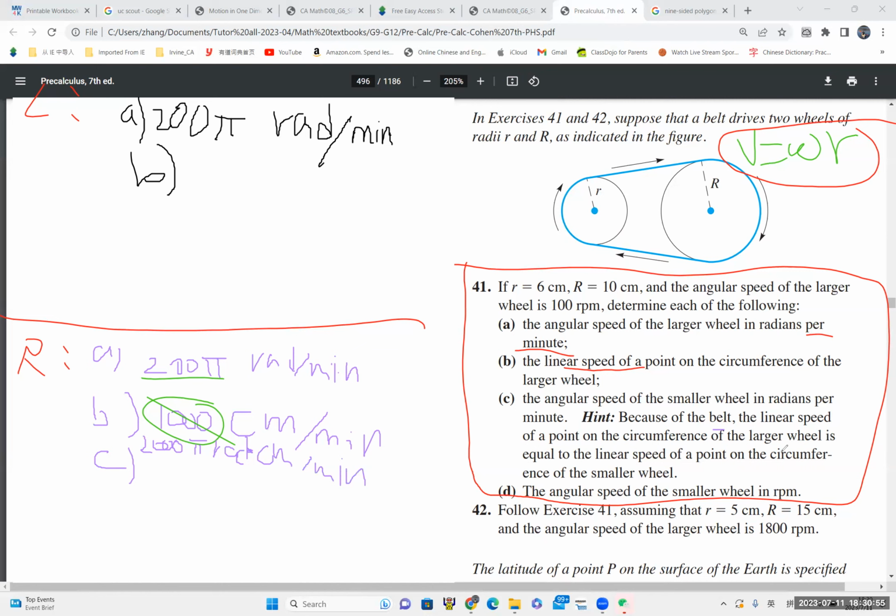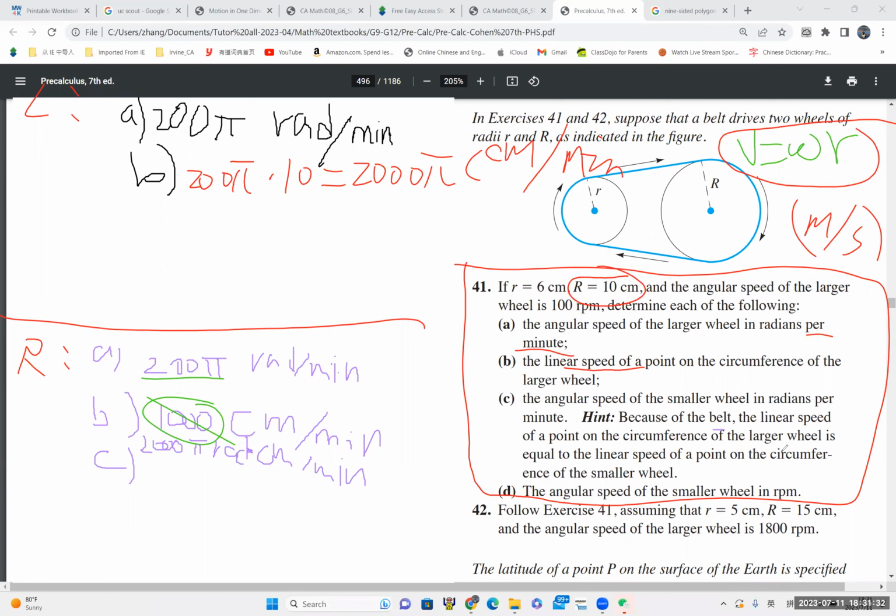Okay, here has a hint. Use it. Neil, I write for you. It's just 200 pi multiplied by 10, so we get 2000 pi. But wait, this is not a standard unit. The unit is centimeter per minute. Does the 10 come from the radius of the big one? Yeah, the 10 comes from here. You are right.